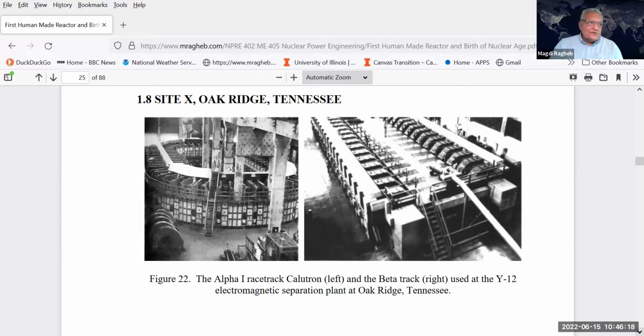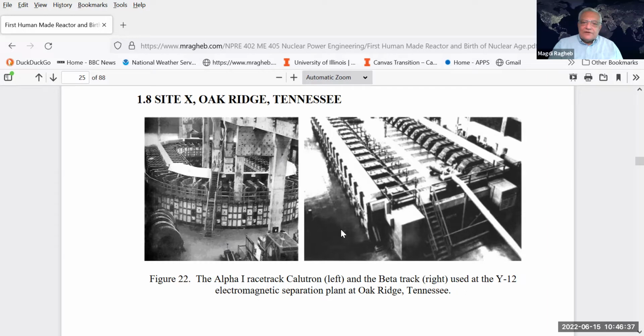235 and 238 uranium have both the same atomic number, the same number of electrons. So you cannot separate them chemically. You needed a physical process. In that case, they used electromagnetic separation. We'll have a whole chapter on the separation techniques later on.